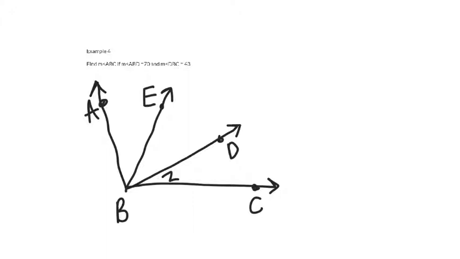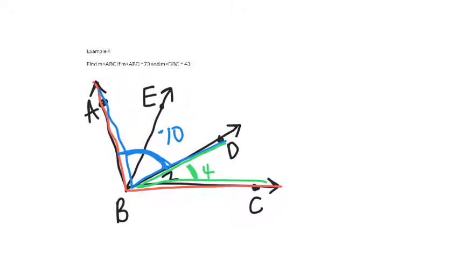Alright, example 4. Find the measure of angle ABC if ABD equals 70 and BDC equals 43. So we are looking for ABC, the whole thing. That's what we're looking for. They tell me that ABD, so from A to B to D, this chunk here is 70. And then BDC, so from B to D to C, this angle 2, this chunk here, is 43. Okay?